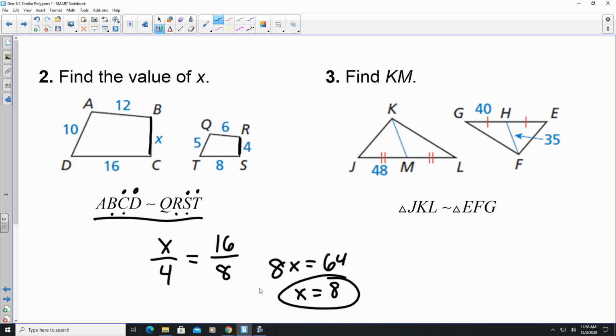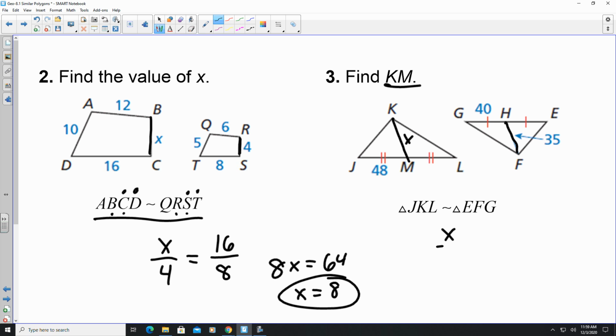Over here, they're telling us that the two triangles are in fact similar. What we don't know is they want us to find KM. So KM is right here. Well, luckily they give us this angle here, which is 35. So this is like X.